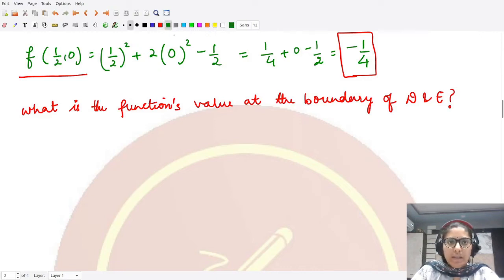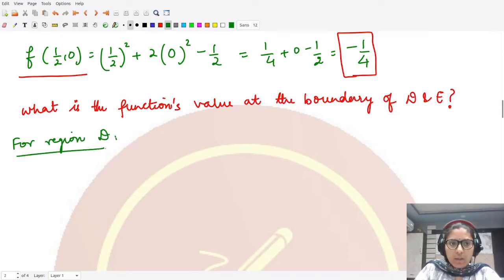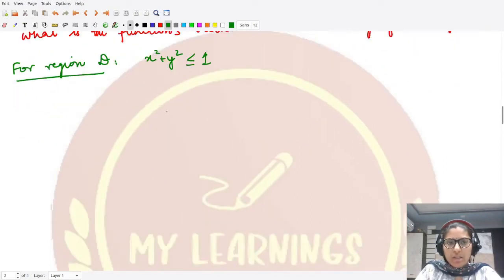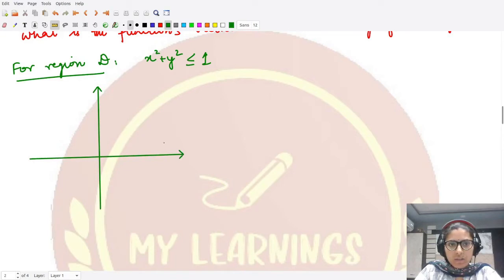For that, let's discuss both of the regions one by one. For region D, we have x square plus y square less than or equal to 1. Obviously, you know what this is. This is a disk having radius 1. So we have it like this.